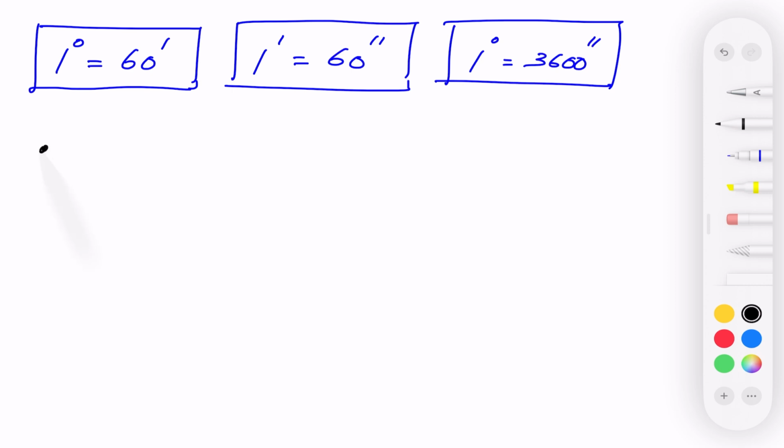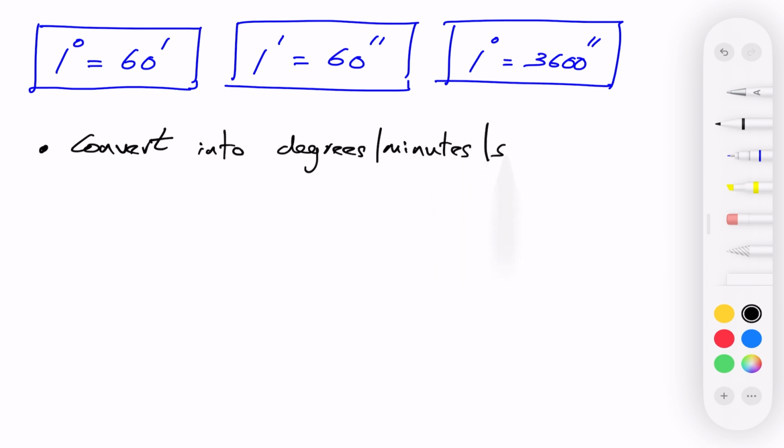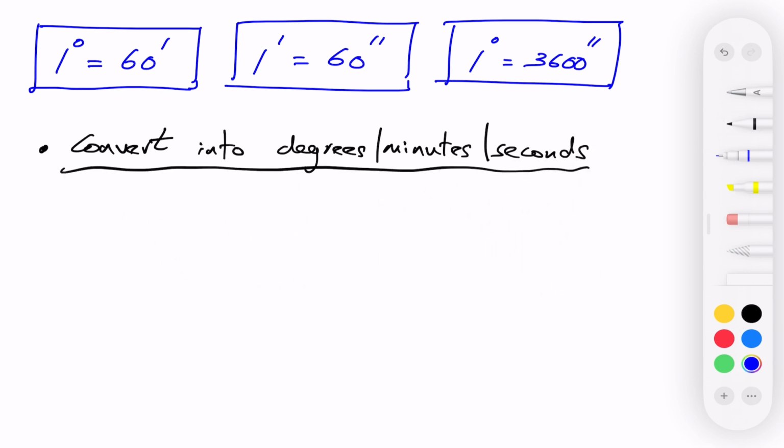So first we will convert into degrees, minutes, and seconds. Let's say I need to convert 75.3257 degrees into degrees, minutes, and seconds.